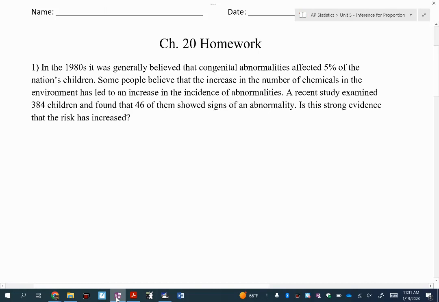Thomas? How similar is this problem to yesterday's? Very similar. Very similar? Yeah. Okay. And to tomorrow's. Okay.